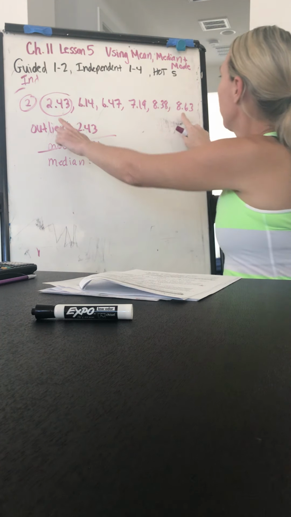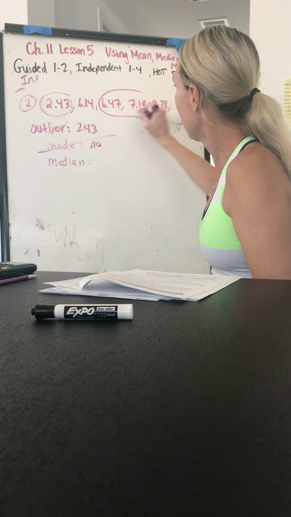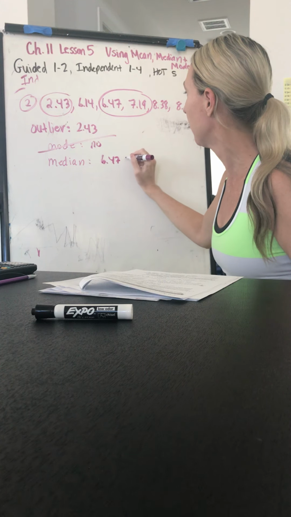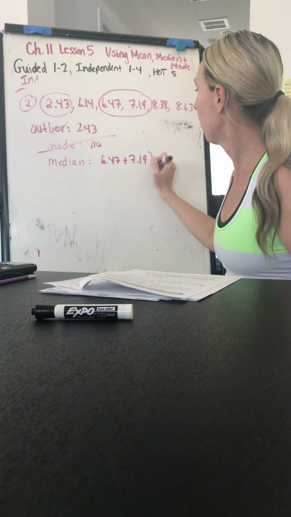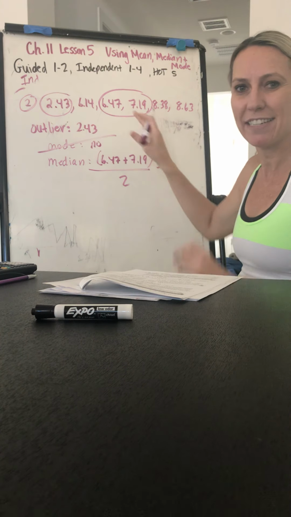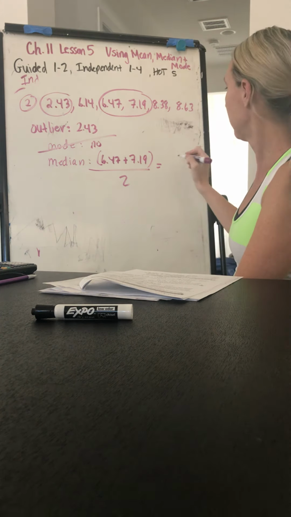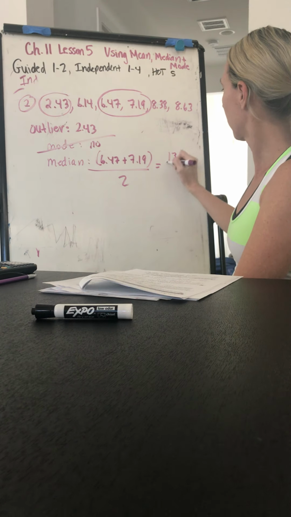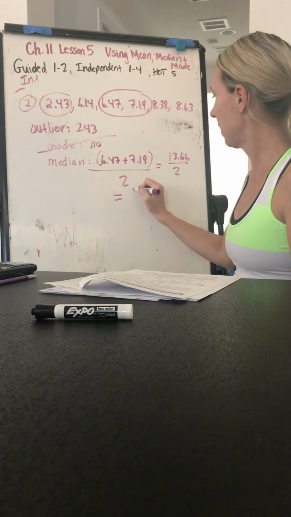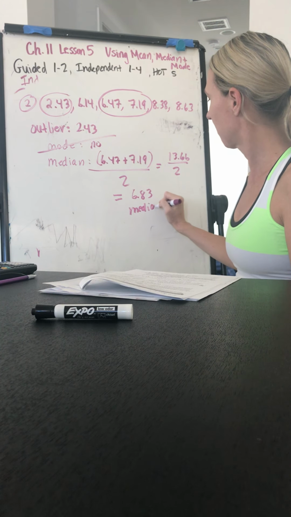So we're going to go like this, 1, 2, 3, 1, 2, 3. These guys tie, so we have to find the average of those. We're going to do 6.47 plus 7.19, and we're going to divide that by 2, because I can't really look and see quickly the number in between those. So it's 13.66 divided by 2, and we get 6.83. And this is our median.